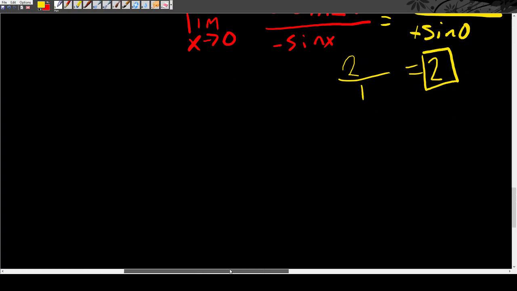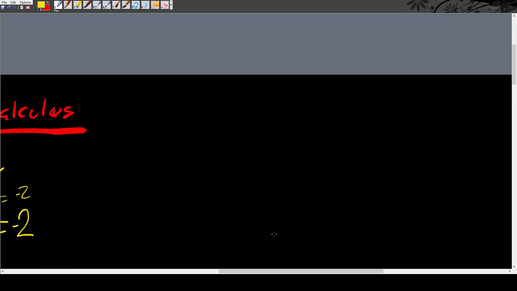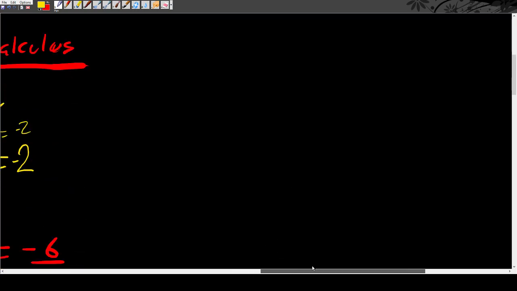Let me scroll over some more. Okay. Let's do this. No, I don't really want to do tangents. Let's do another trig one, because in my experience, trig stuff is generally the hardest.